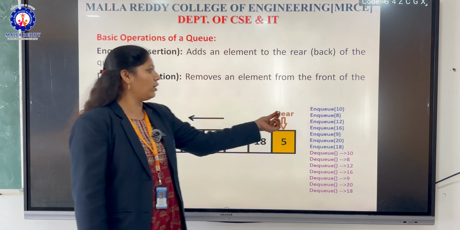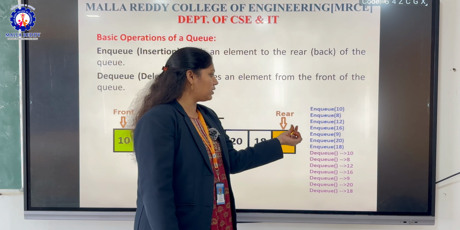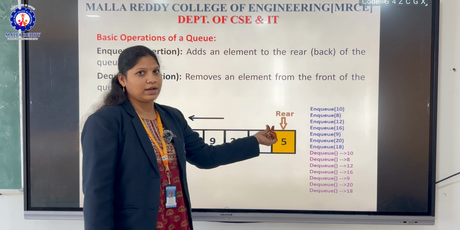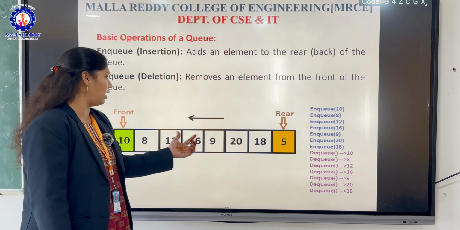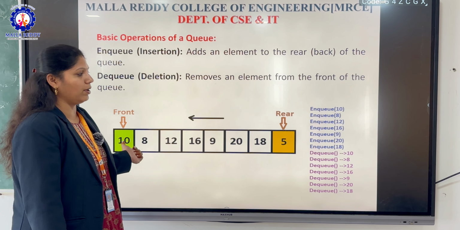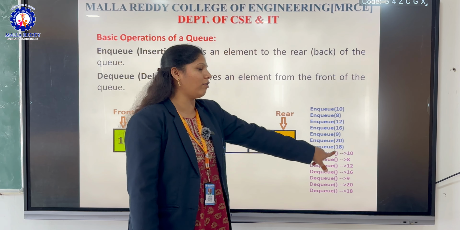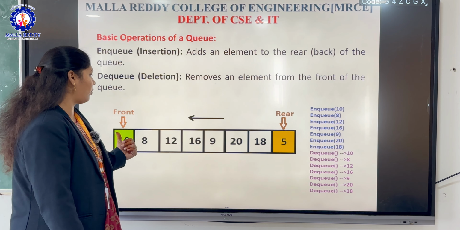For example, NQ of 10. So we insert 10 from the rear side. One by one we insert the elements, and from the front side we delete the elements. That's why we use DQ of 10. First we delete from the front node.